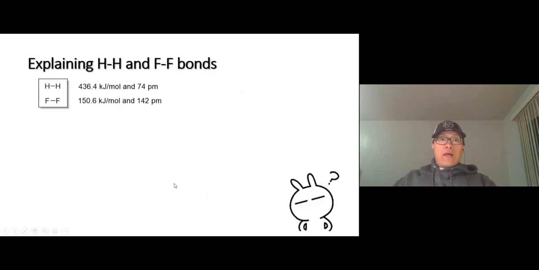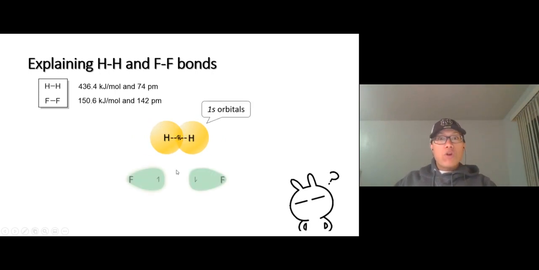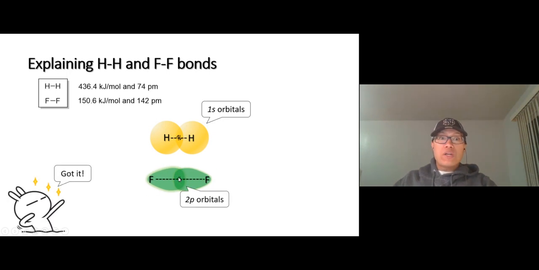How do we explain the different properties of the bonds in hydrogen and fluorine? Well, the hydrogen atom forms a bond using one s orbital, but fluorine uses a 2p orbital, and a p orbital is much longer than an s orbital. An s orbital is just a sphere. That's why the hydrogen nucleus gets closer to the shared electrons than the fluorine nucleus does. So the bond length is shorter, and when they get closer, it's stronger as well.